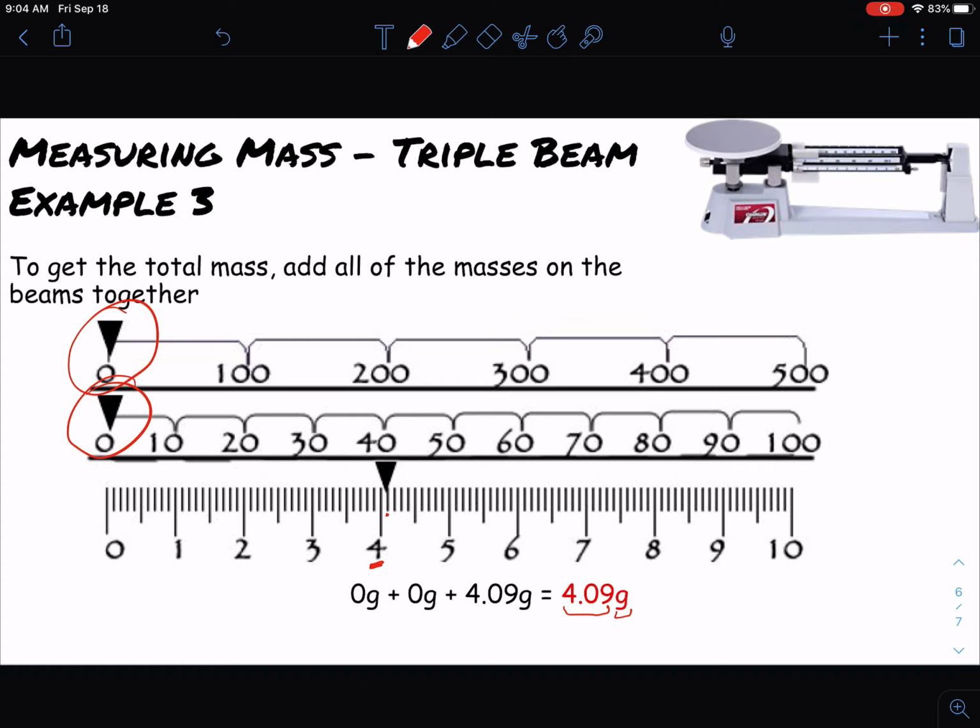So this isn't going to be too difficult. This shouldn't be too outside the box or too new to you because, again, we're reading this beam the same as we did a meter stick. If you have any questions or any problems with this topic, please feel free to reach out to me.